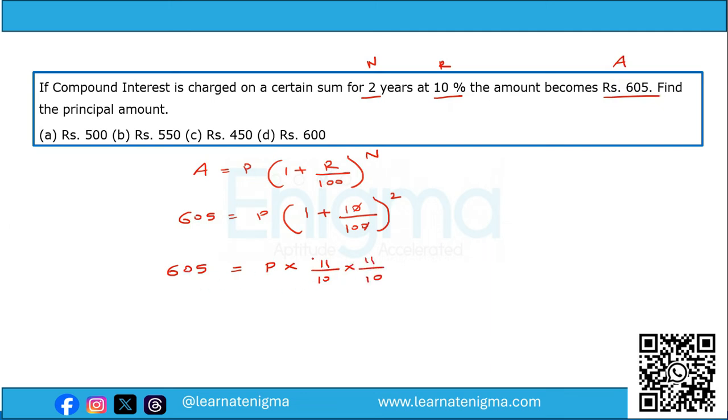Now, if we divide 605 by 11, we have 55. And if we divide 55 again by 11, we have 5. Now, this 10 and 10 goes on the left hand side as product. So, therefore, principal P comes out as 500. So, that is our answer, option 8.